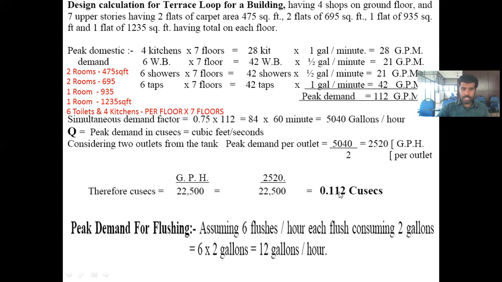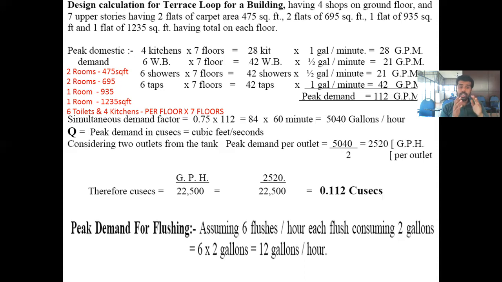Now coming to the flushing, peak demand for flushing. So here we have peak domestic demand and peak flushing demand. So we have to take these two separately, and we will have two different separate tanks also. One for the domestic purpose and another for the flushing purpose. Correct? So for the domestic purpose, we have found 0.112 cubic seconds from each outlet. There are two outlets. From each outlet, you got 0.112 cubic seconds.